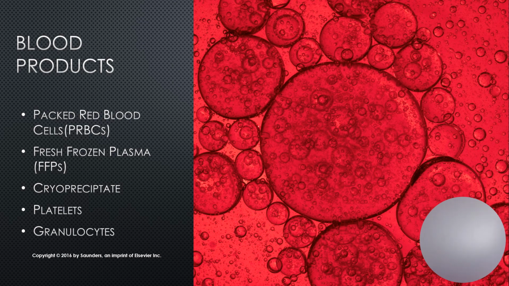Plasma, or FFPs, also known as fresh frozen plasma, is the portion of the blood that contains albumin, fibrinogen, and coagulation factors, and it is given for fluid replacement, hypotension, and coagulation deficits, and can be infused as fast as the client can tolerate.